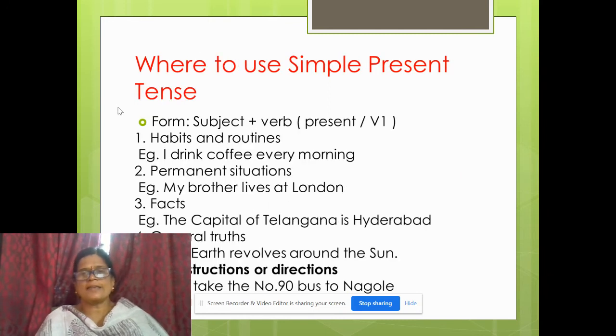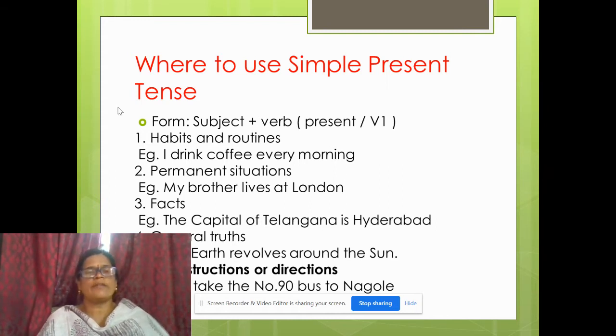And in the next slide, I have given some rules where we apply this simple present tense. And the formula we write in this is subject plus verb. So what is the verb we use? Only the V1 form. Okay. So what is the first rule we have? About habits and routines. So what are habits and routines, children?